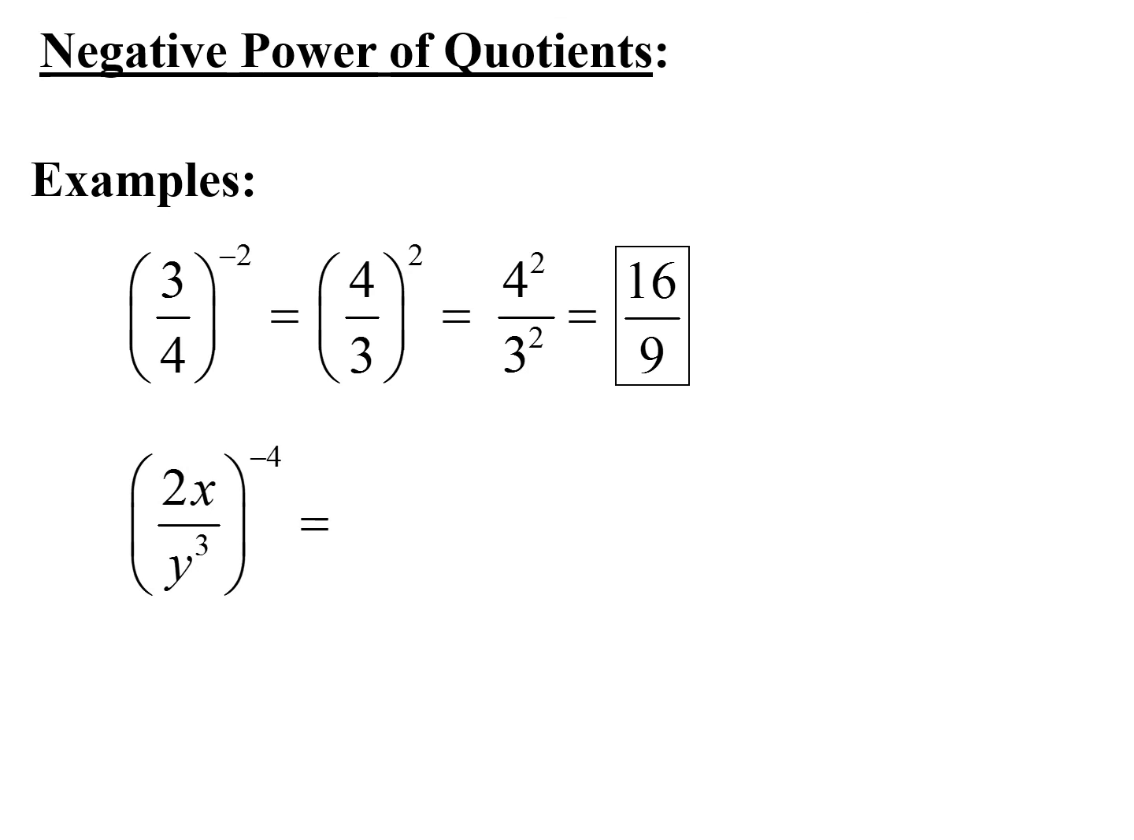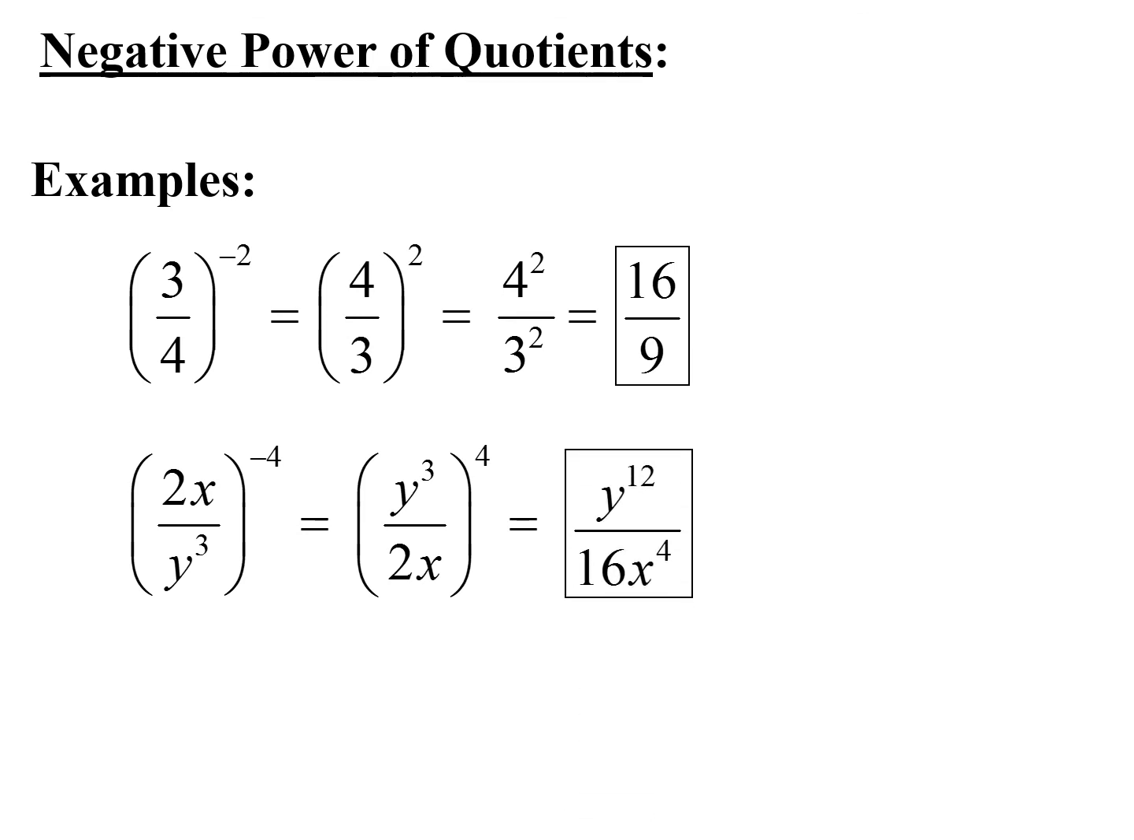Next, if I have 2x over y cubed raised to the negative 4th power. To take care of that negative component of the power, I want to take the reciprocal, switch the levels of the quotient inside the parentheses. So I get y cubed over 2x raised to the 4th power. In my numerator, I see power of powers when I distribute that power of 4. So 3 times 4 is 12. So in my numerator, I get y to the 12th power.